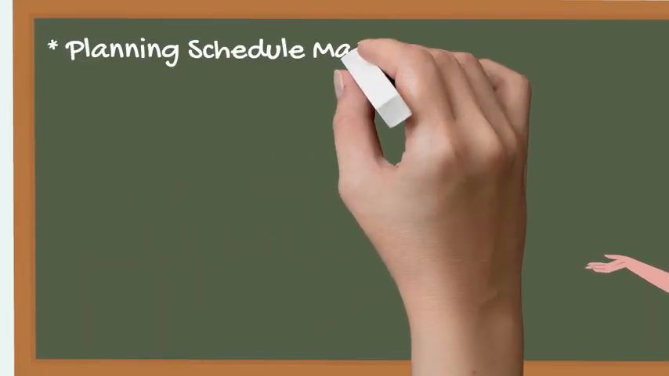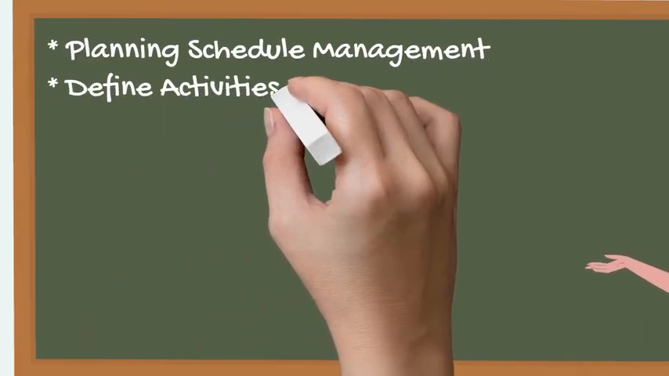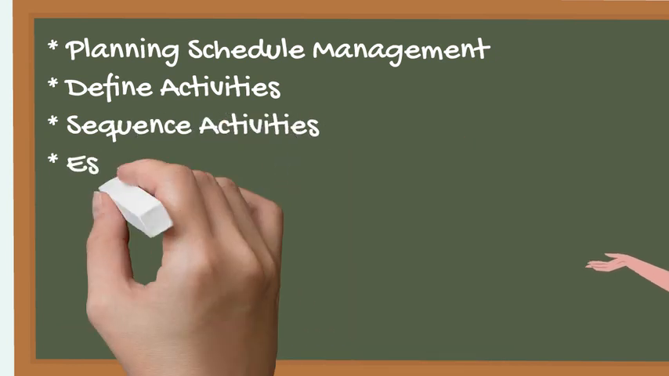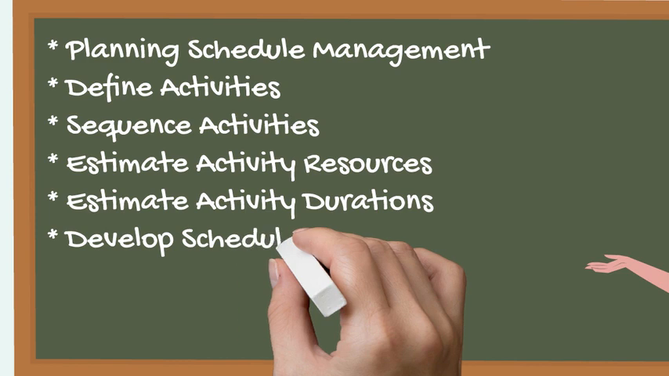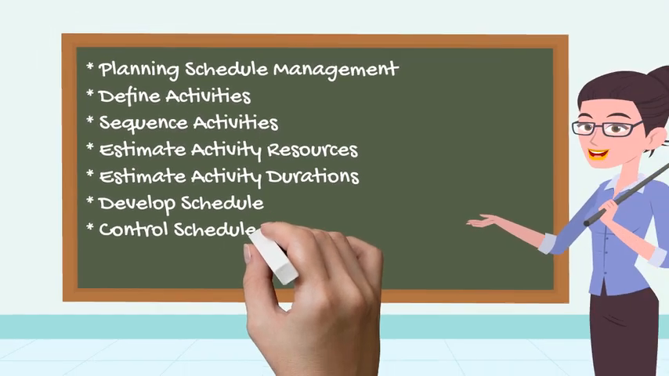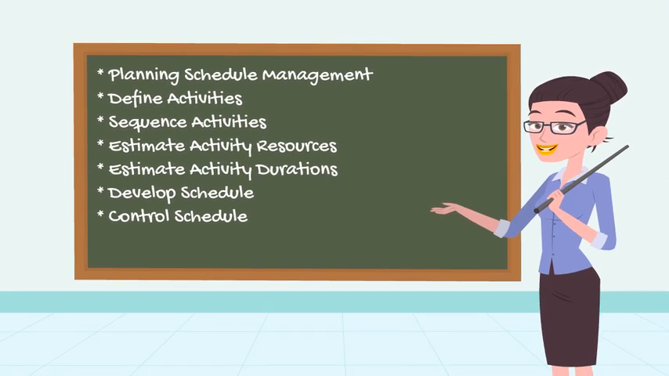These are planning schedule management, define activities, sequence activities, estimate activity resources, estimate activity durations, develop the schedule, and last, control the schedule. Remember the trip last month at the Huntly Power Station? I'm going to show you how it was planned using these processes.